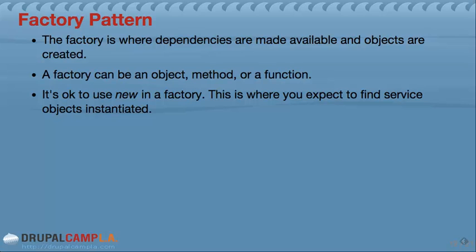So factories can be object-based. They can be method-based, which is less popular, but still a method there, and function-based. With Pimple, we'll see that we're using lambdas to do a lot of the factories. In the description for this presentation, I talked about how it's bad to use new inside a class and create objects within classes, but factories are the exception to that rule. That's where we expect to be creating objects.